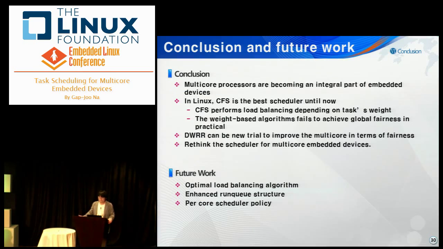Okay, conclusion. As previously mentioned, a weighted-based algorithm in multicore like CFS is able to achieve fairness in practice, even if exactly the same amount of load is given to each core. Yes, WRR can be a neutral approach to improve the scheduler in multi-core systems, but WRR also has several problems, so it is not the best solution. Consequently, our conclusion is that rethinking the multi-core aware scheduler is worth it now. So I hope to develop a new scheduler which can fulfill the requirements embedded in multi-core systems. And this is our team's future work. Okay, thank you.